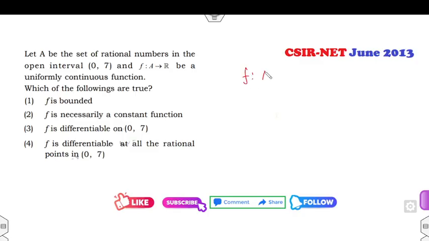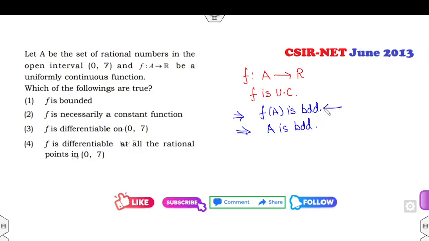f is a mapping from A to R such that f is uniformly continuous. It is the same shortcut tip as I told you. Then it means f of A is bounded. That means A is bounded. But they are talking about f being bounded. So by using this result, f is necessarily a constant function.